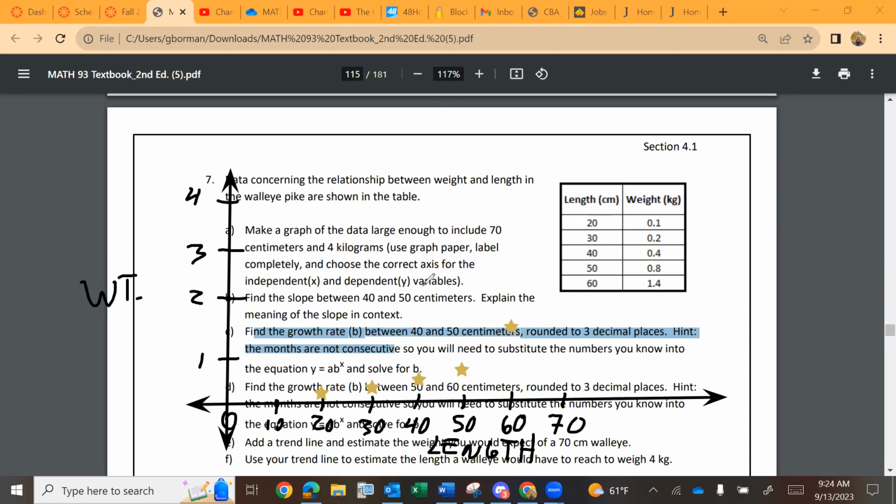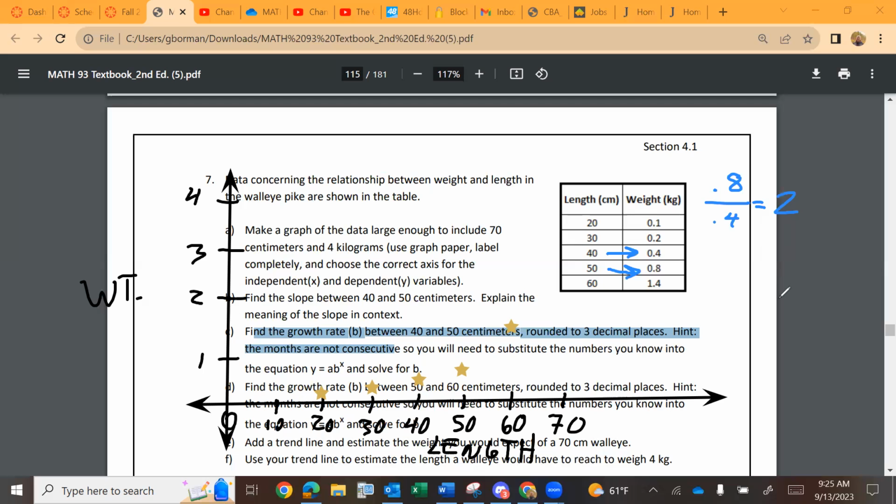Now, in this chapter, it's not a big deal. You're like, well, every problem is exponential. But on the final exam, it's not going to be the case. So little cues like that are nice to know. So the growth rate between 40 and 50 centimeters is actually quite easy to do. You take the second y value, 0.8, and divide it by the first y value, 0.4, and that'll give you a 2.